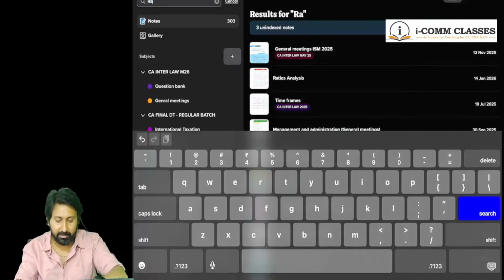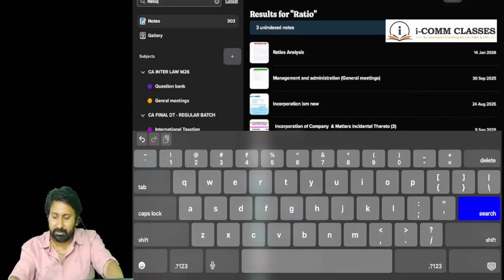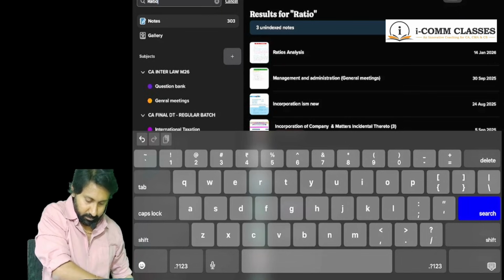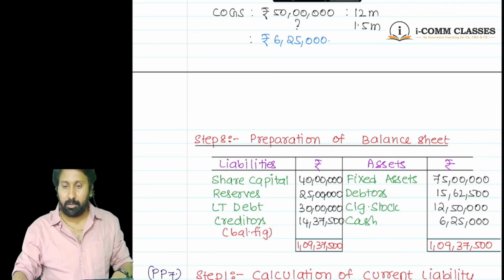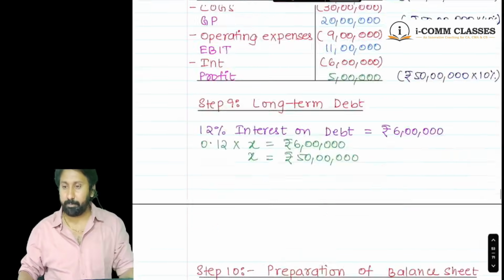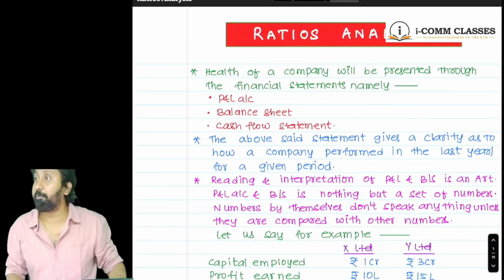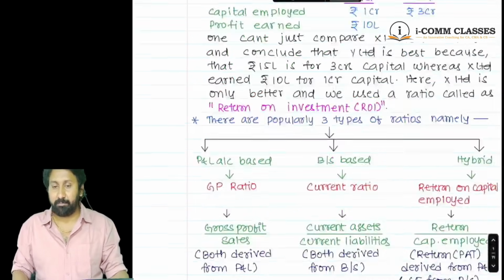Ratios. There is some fault in this app. See the screen. This is for one student who asked, what is the chapter name? You can see there, ratio analysis.